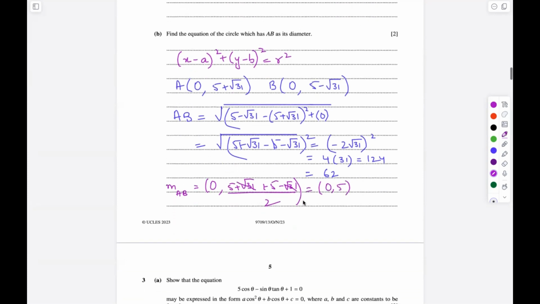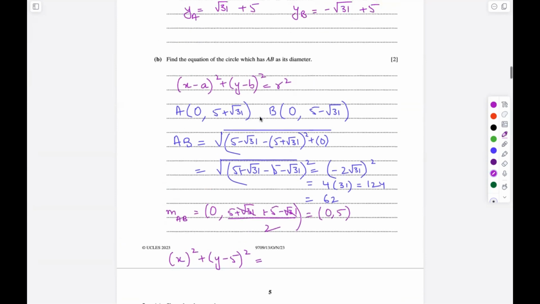So once we have the center point, we can write the equation as x minus 0 whole squared, which will just be x squared, plus y minus 5 whole squared is equal to r squared. So the value of r is 62. So that will become 62 whole squared.